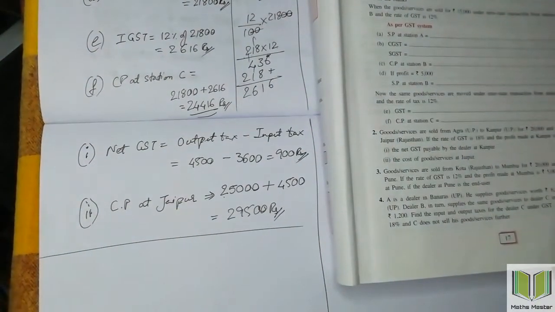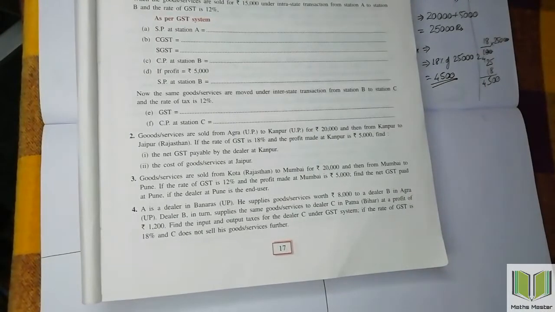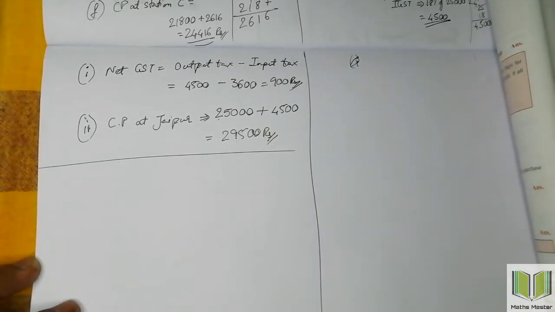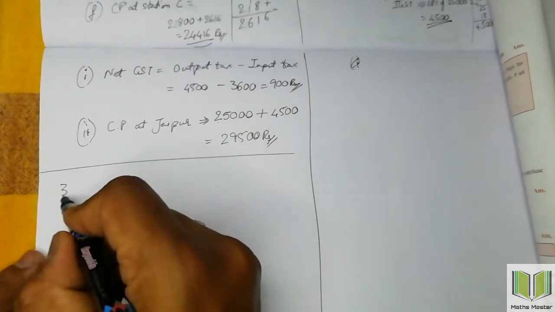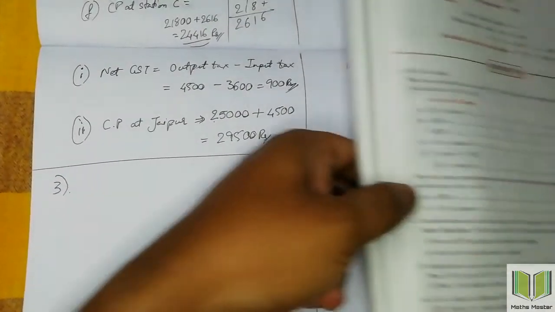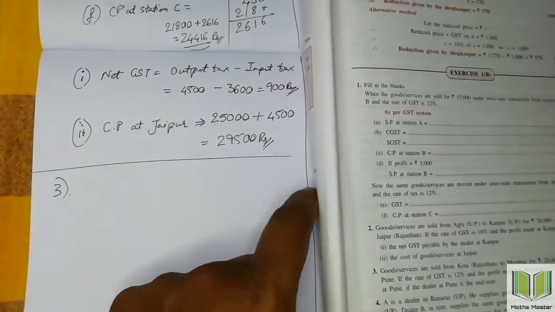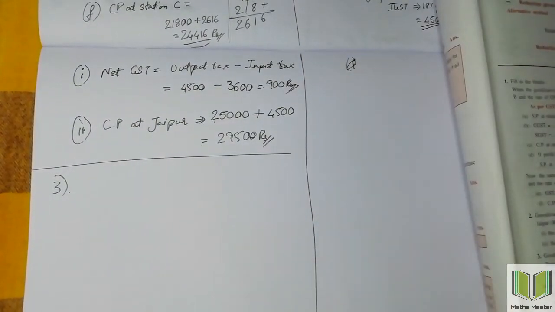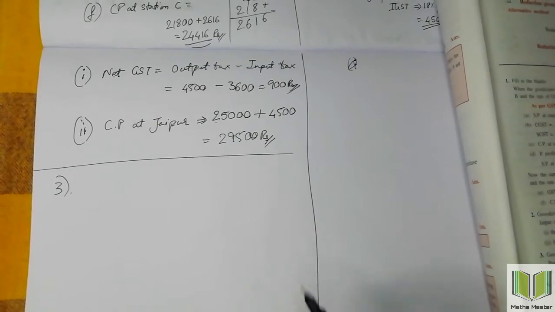Okay, the third question says goods and services are sold from Kota to Mumbai for 20,000 rupees and then from Mumbai to Pune. If the rate of GST is 12% and the profit made at Mumbai is 5,000, then find the net GST paid at Pune if the dealer at Pune is the end user. Now, goods and services are sold from Kota to Mumbai for 20,000 rupees. Okay, now what is the cost price for the dealer in Mumbai?